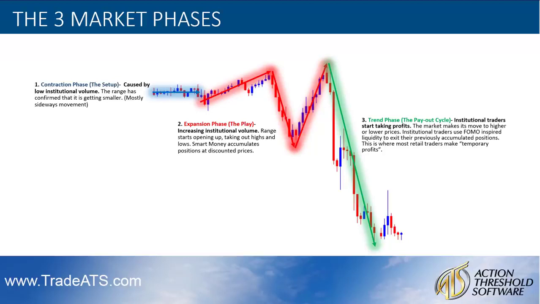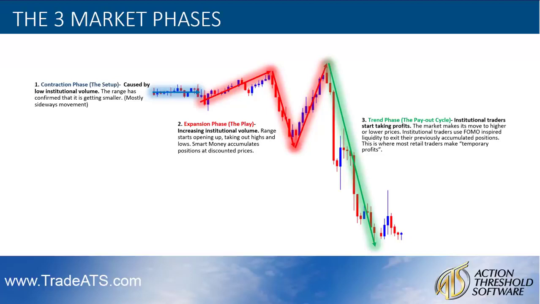And this is where most retail traders make temporary profits because they're going to give it all back, because they're going to trade right into the first phase again and the second phase, and they're going to get crushed. So anything they make in the trend, most traders are going to give up in those next two phases as the market cycle repeats.